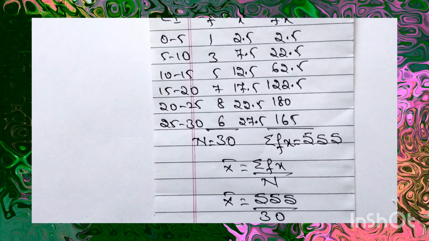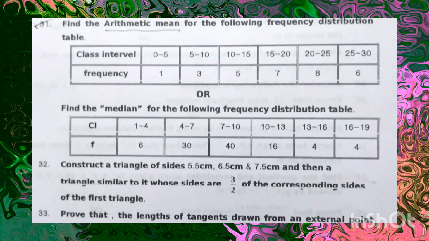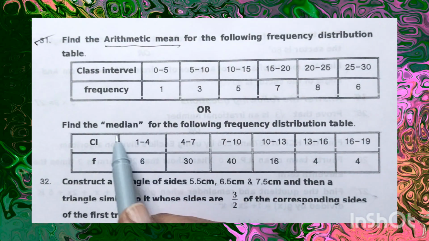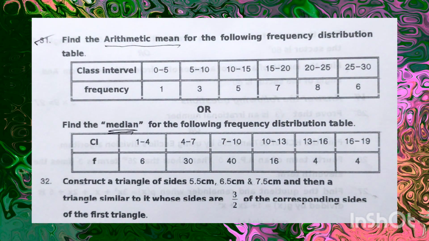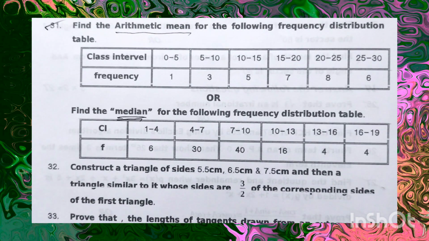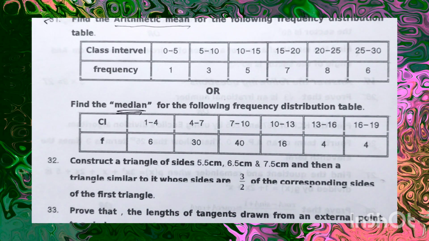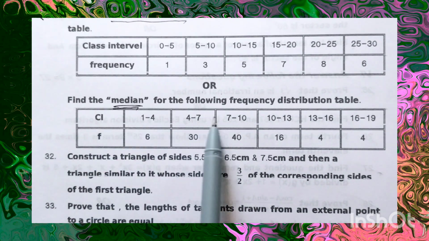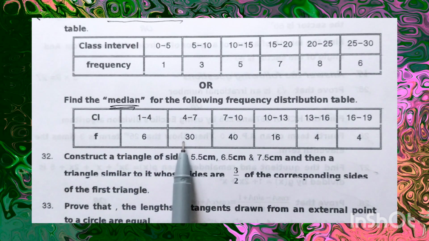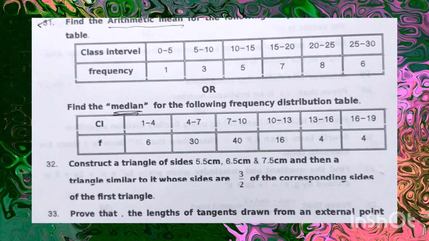Similarly, let us solve one more question. In this one, an internal choice question is there. Either we have to find out the arithmetic mean, or we have to find out the median. Now let us find out the median for this one. The class interval is given, and the frequency is given. So for this we will find out the median. So let us find out the median.